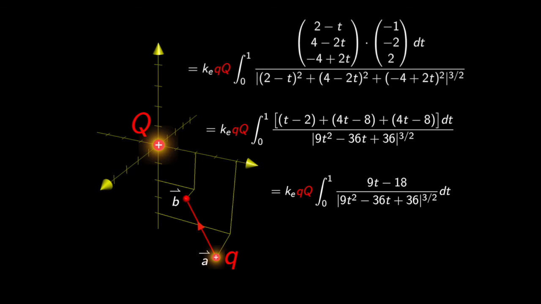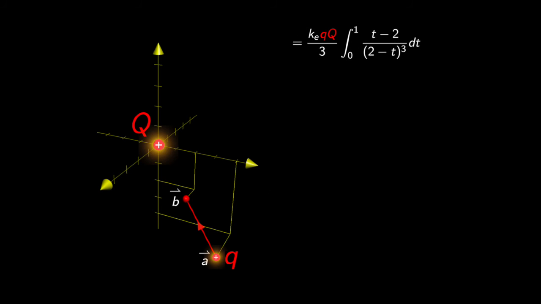Since the parameter t runs from 0 to 1, the absolute value in the denominator there, once we clear away constants, is the quantity (2 minus t) cubed. By setting s equals t minus 2, we can get the integrand into a form we know how to deal with. Minus 1 over s squared is the derivative of 1 over s.